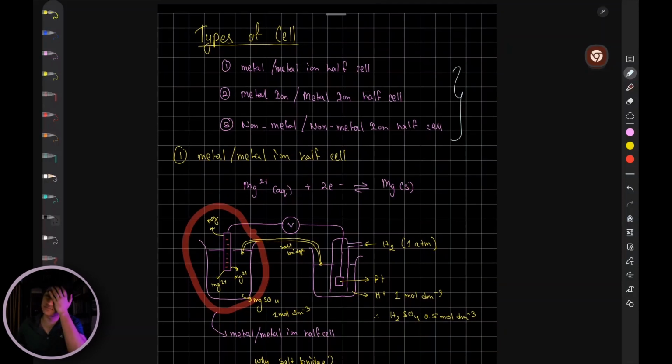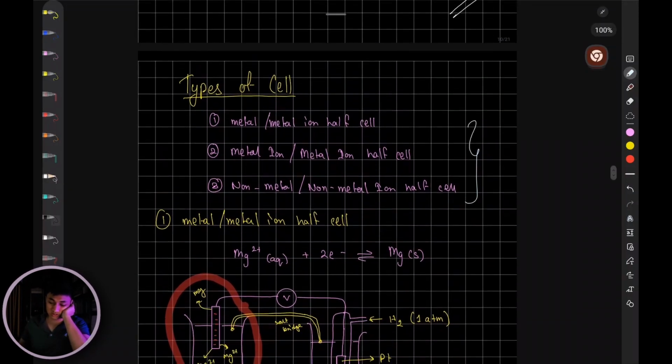Three main types of half cells, right? So one is going to be the metal and metal ion half cell. If you've seen the previous videos, we talked about the magnesium and magnesium ion half cell. So the electrode is made up of magnesium. The solution has a concentration of Mg2+. So that is a metal and metal ion half cell.